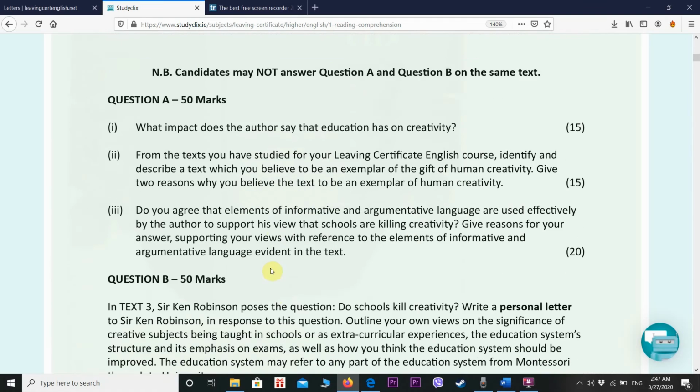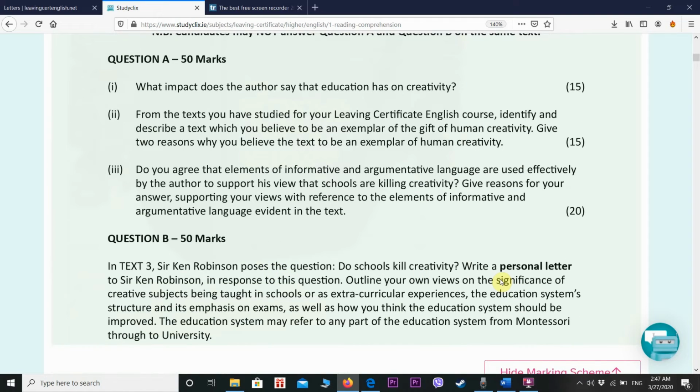But in my letter, I would also want to mention something. I have to refer to Sir Ken Robinson, and I would say one of my views on the significance of creative subjects is similar to his view. So I have to show the examiner that I've actually read the comprehension and that I actually agree with Sir Ken Robinson's view. This is a very important factor when writing a letter. So this is one of the paragraphs where I would talk about my view on the significance of creative subjects. I can also disagree with his views, but I have to mention him. I have to mention what he says.